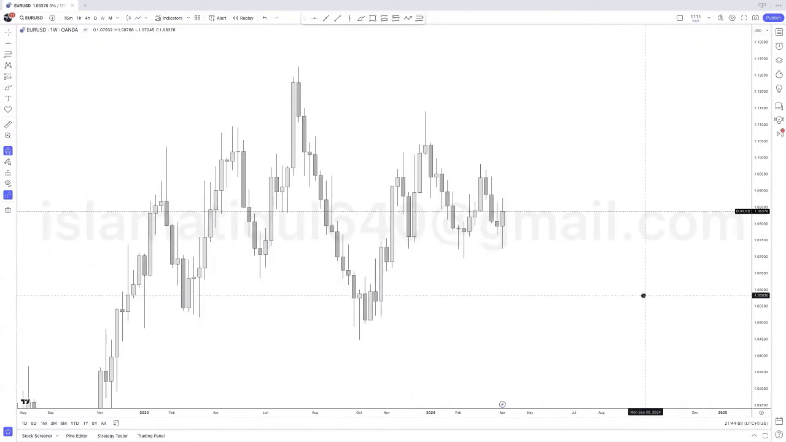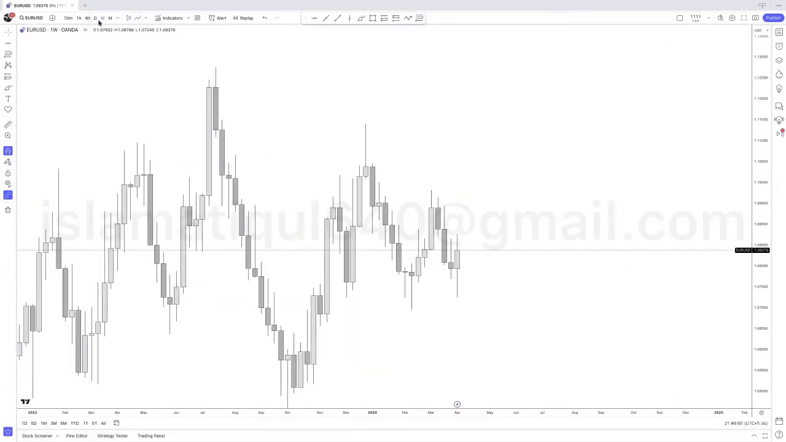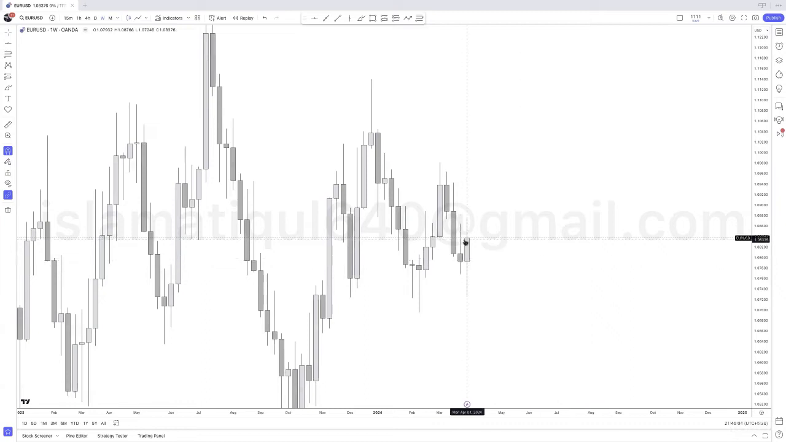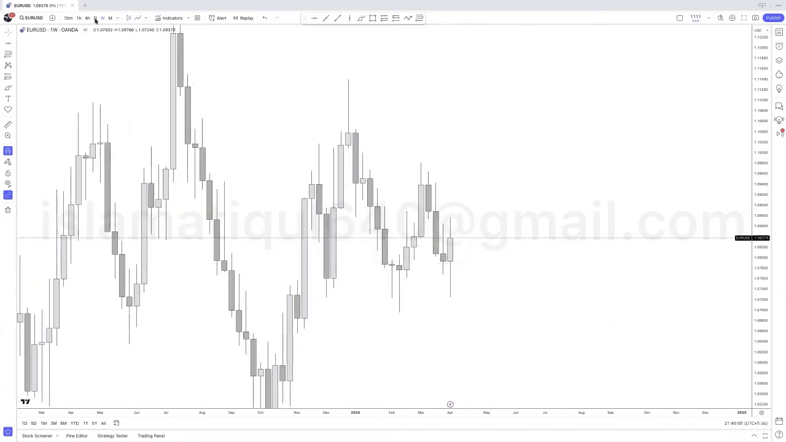Let's check that out as well. Okay, so looking at the weekly time frame, because we haven't done a weekly forecast session in a while, let's see what we could expect. Okay, first of all, let's start on the weekly time frame.